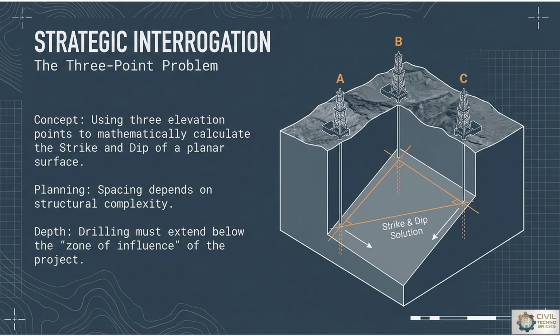Strategic interrogations. Why do we do the interrogations? Because we have to know the extra investigated information. So here the three point problem, which is the most important point, just like the trilateration or triangulation procedure of surveying, we have to design a strategy first, and we have to use that strategy for the interrogation or data collection. So what is the concept behind that? Using three elevation points to mathematically calculate the strike and dip of a planar surface.